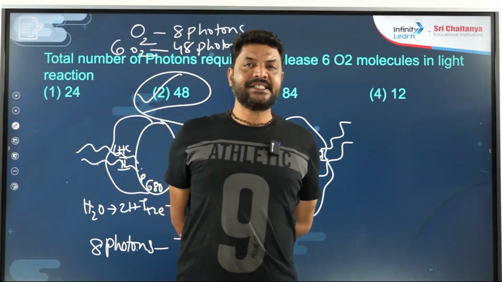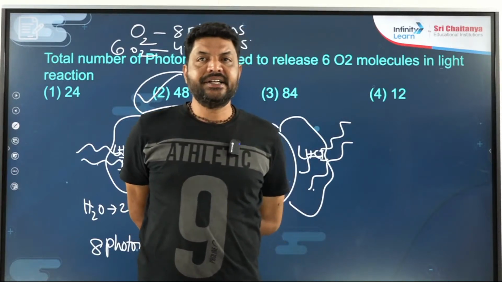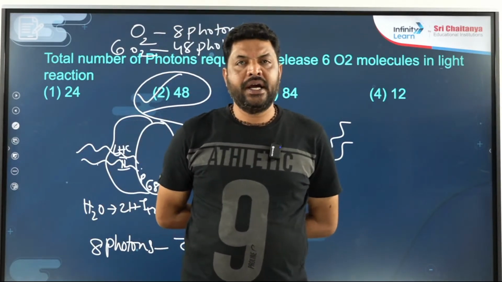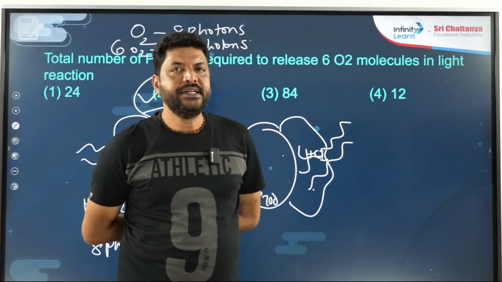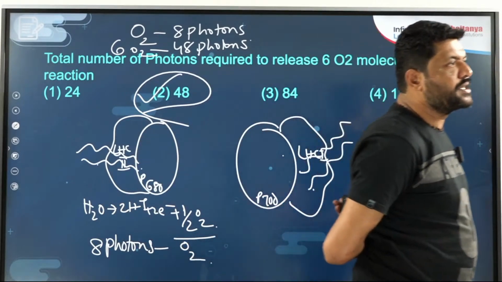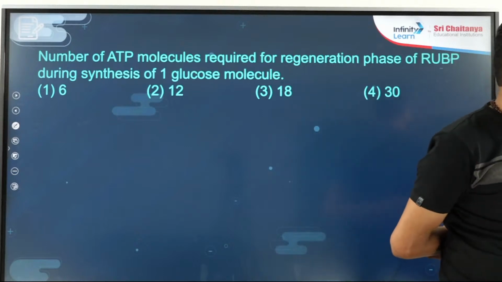Then you should know one more thing here. What is a photon? What is a quantum? The quantum of light energy required for the liberation of one electron from the outer valency of the chlorophyll molecule is called a photon. Clear? This is the question being asked on light reaction. So let us go to the next slide.